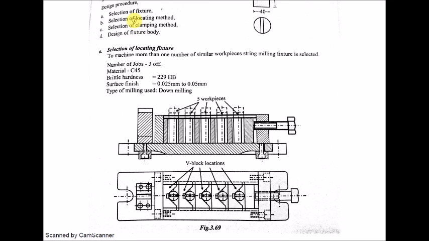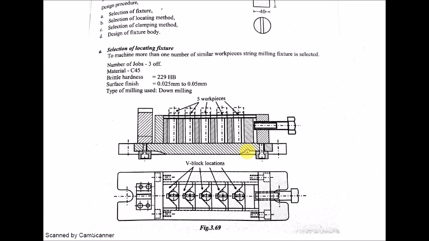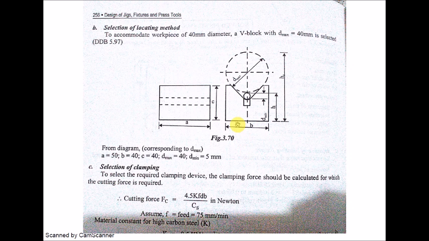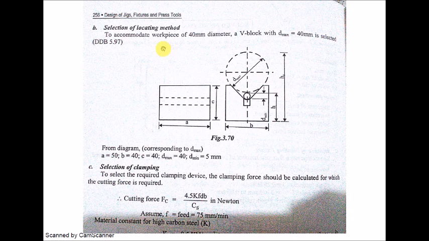Okay, so this is the design procedure. First, the selection of the type of fixture. We have selected the line or the string milling fixture. Then selection of the locating method. We'll go for V block locators, then selection of the clamping method, and finally design of the fixture body. So the first one, selection of the type of fixture, is done, and we'll go for the second one, selection of the locating method. So V block locators are used.